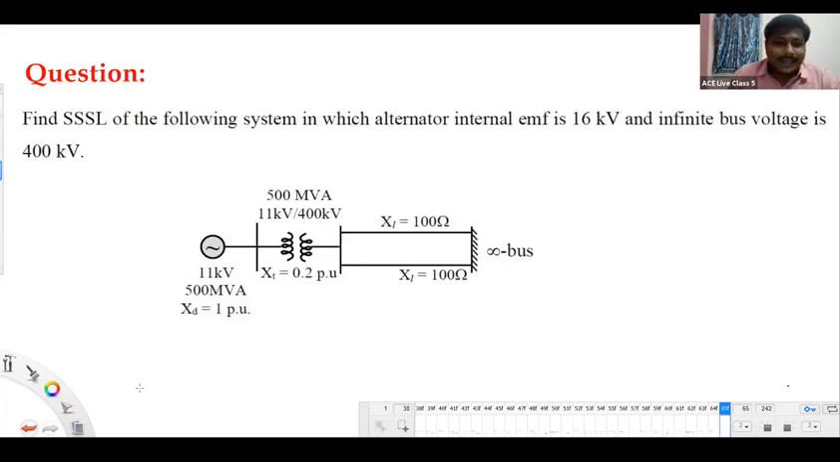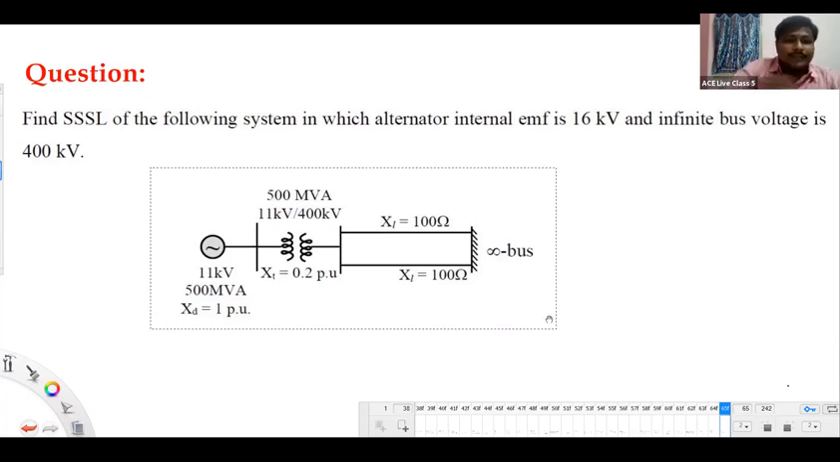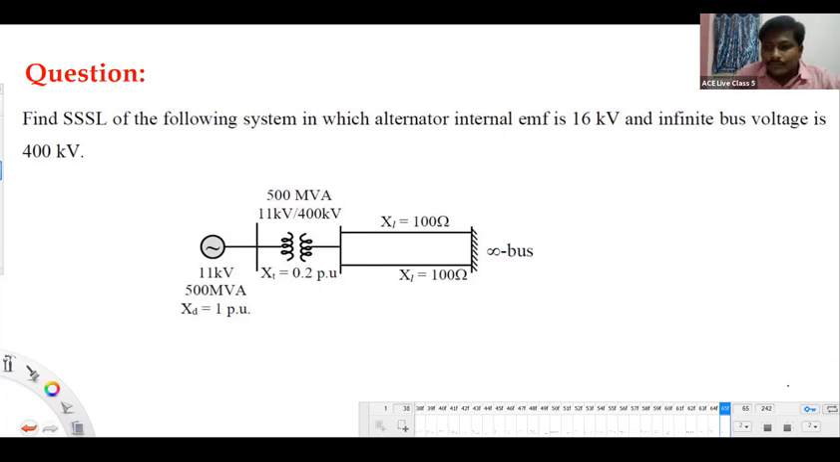Did he mention anything regarding base values in the problem? No, he didn't mention any base values here. So in what units should we give our answer? Absolute form, in terms of megawatt. Let's continue with this. This is a single line diagram given in the data. If you want, draw it quickly in your notes.